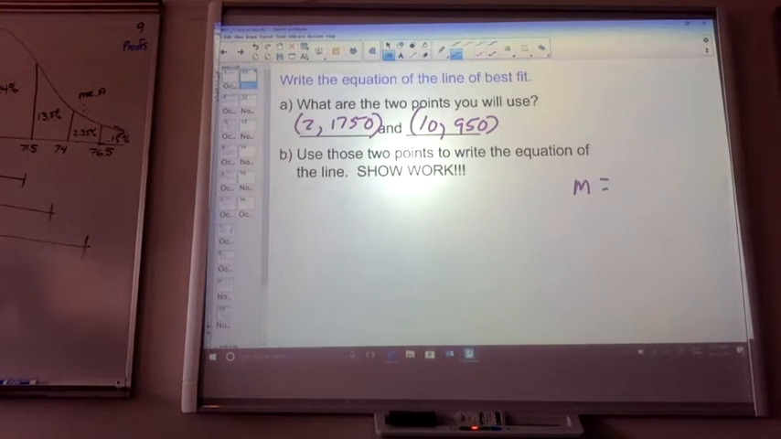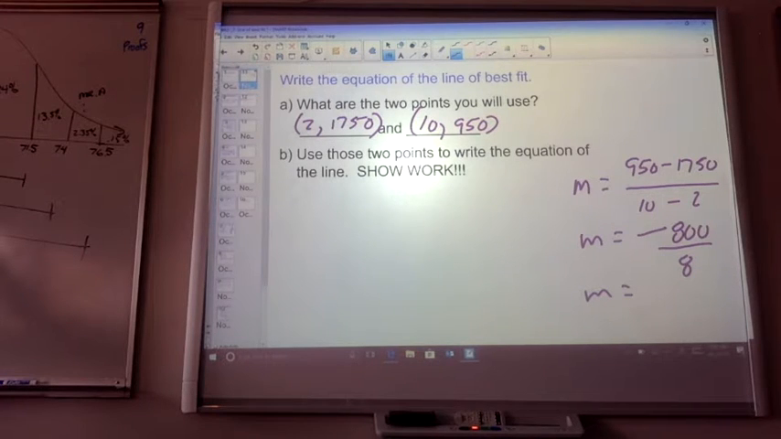So our slope equation, we have 950 minus 1750 over 10 minus 2. What is 950 minus 1750? It is negative. Negative 800 over 10 minus 2, which is 8. So I get negative 100. My slope with this linear equation is negative 100.